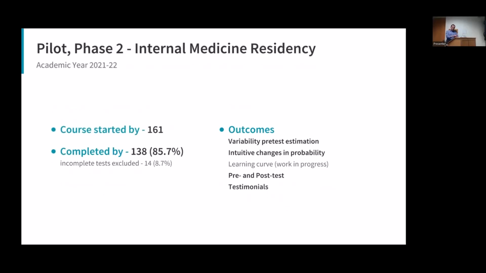So after the faculty pilot, and some tweaks based on the feedback, we rolled this out to the residency program last year. All residents were eligible to take it, and most did. We have about 150, 160 residents in internal medicine, and 138 completed it.